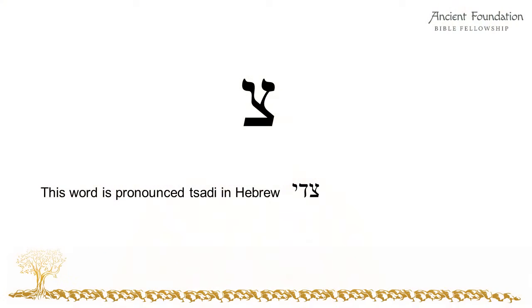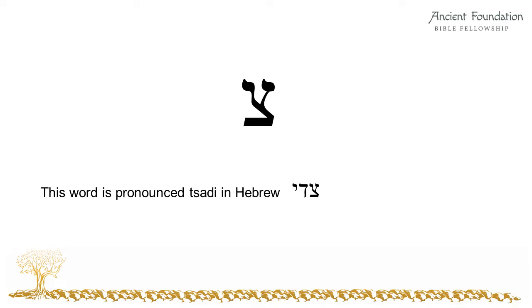Hebrew perspective. Now with that being said, let us now move on to the 18th letter of the Hebrew alphabet. So we'll first look at this letter in the square script. This word is pronounced Tzadi. And we can see the spelling of the word in Hebrew. It's a Tzadi, a Dalet, and a Yod. And this letter is pronounced Tzadi.